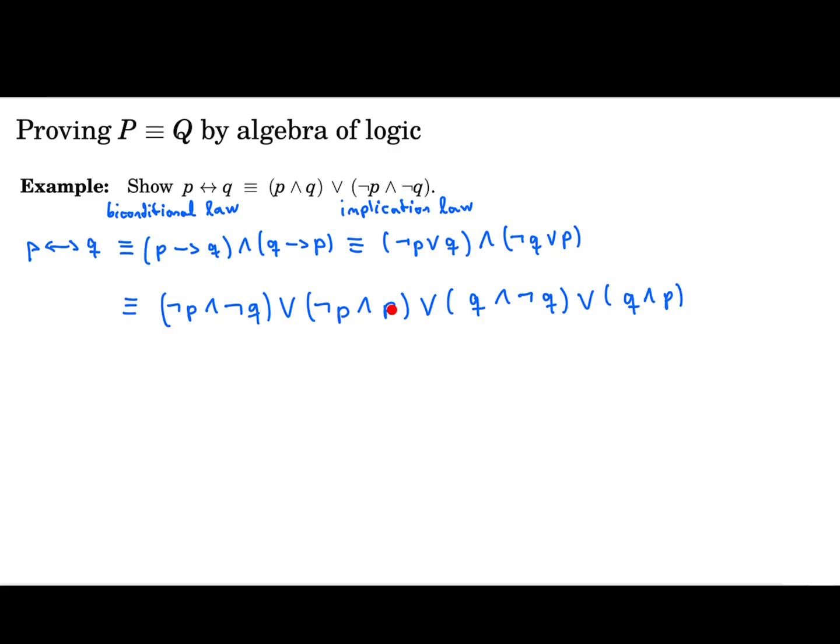So if P is true, not P is false. And if P is false, then not P is true. But if P is false, this will just be false anyways. So in other words, you can rewrite this as not P and not Q, or then this part is a false, something that is always equivalent to false, or Q and P.